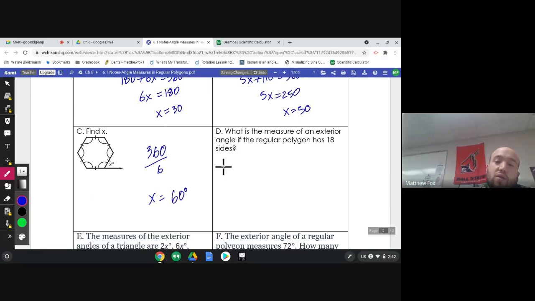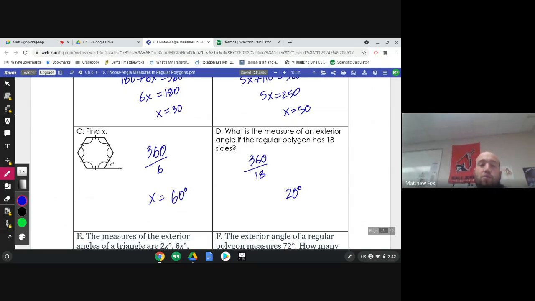Likewise on D, I don't see what it looks like, but it says what's the measure of an exterior angle of a regular polygon that has 18 sides. Key thing here, regular polygon. So I can do 360 divided by 18 because each of them will be the same. And that will give me 20 degrees.